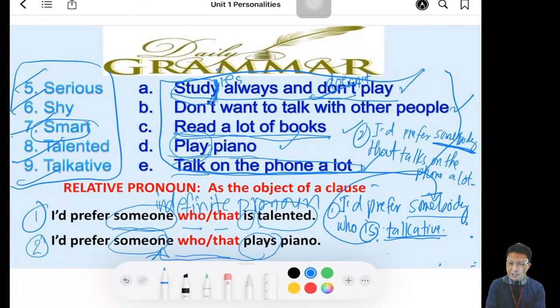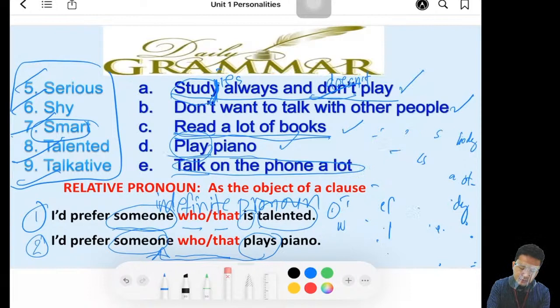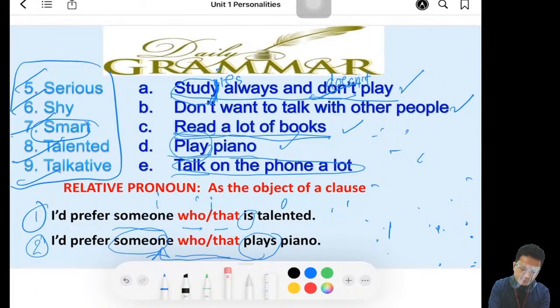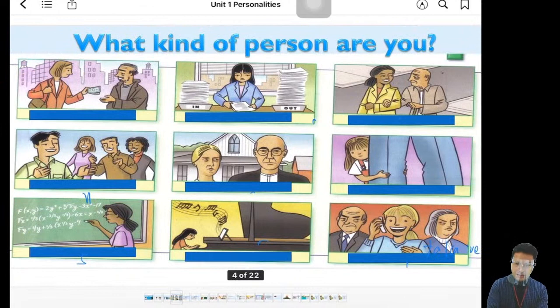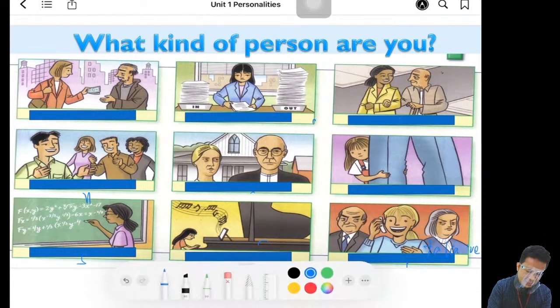I hope you learned and you understood well when to use these types of structure when you are using a relative pronoun as the object of a clause, like the examples that I gave to you. Let's try to have a quick review of some of the words that you learned a while ago. These words, this type of personalities, I think you can guess and remember already. So these are the types of personalities that will describe what kind of person you are.